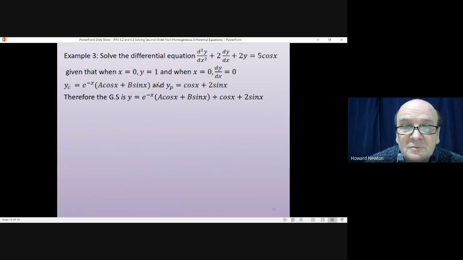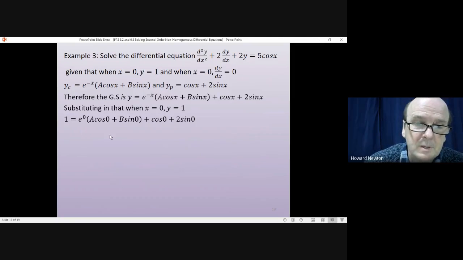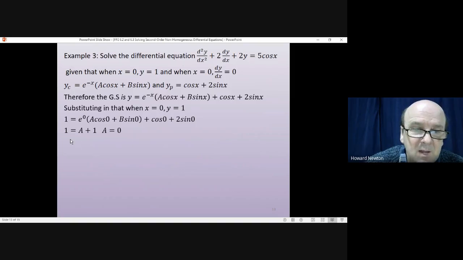This time we've been given extra information, boundary conditions, and those boundary conditions will allow us to find the values of a in front of the cos x and b in front of the sine x. First of all, substituting in that when x equals 0, y equals 1, we're just substituting those into the general solution. That gives us this. Now, e to the power of 0 is 1. Cosine of 0 is 1. Sine of 0 is 0. So that very quickly simplifies to 1 equals a plus 1, which means that a is equal to 0.